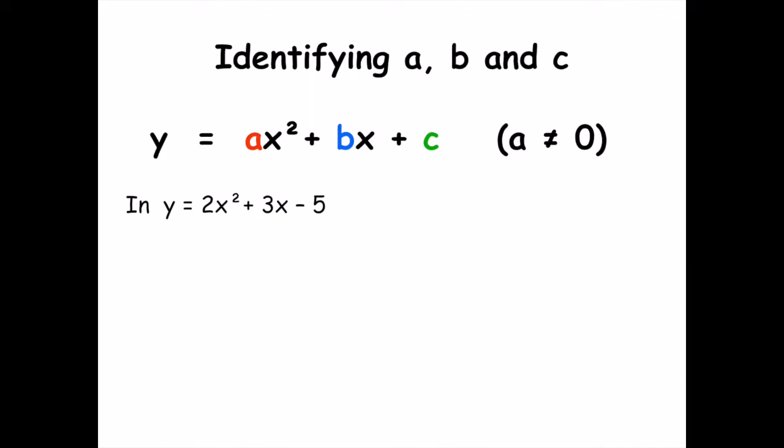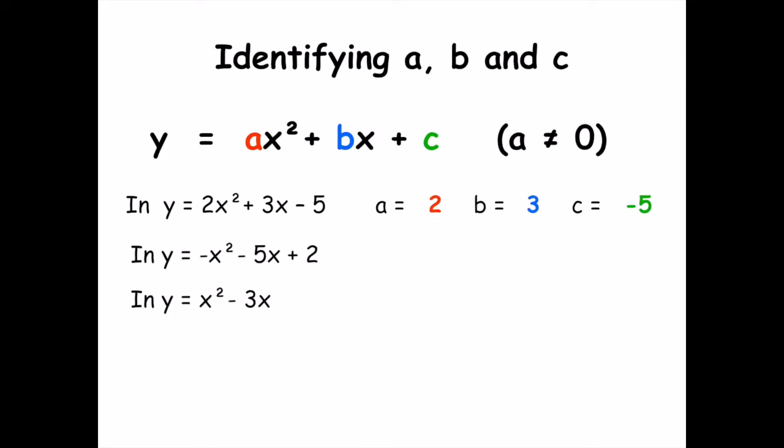B would be the number before the x, or the linear term. In this case, it would be a 3. And c would be the one that doesn't have any variable next to it. In this case, it's negative 5. Okay, so take a second and see where I got all three of those. Now, just to give you a little bit of practice, I'm going to give you two more equations here. Here are the two equations.